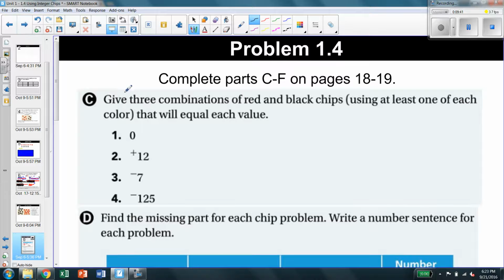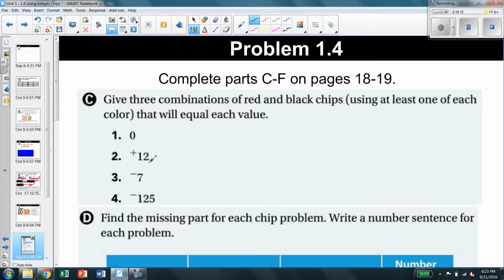Give 3 combinations of red and black chips. So I'm looking for combinations that will make 0. Basically, whenever I have the same amount of black and red chips, I'm going to get a combination of 0. So we could say 5 red chips, 5 black chips. That would make 0. They'd cancel each other out. 10 red chips, 10 black chips. I think someone today said 1,000,000 red chips, 1,000,000 black chips. Yep, that would make 0.